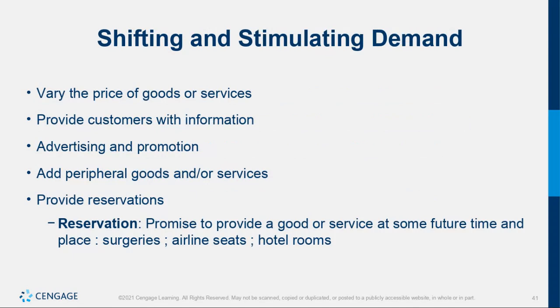And then you have shifting and stimulating demand. What are some things that you can do to shift and stimulate demand? Well, one is to vary the price of goods and services. That's Black Friday, right? You want to jumpstart the Christmas shopping, so you simply slash everything to 50%. You provide customers with information. You advertise, you promote. You add peripheral goods and services. These are add-ons that can stimulate more purchases.